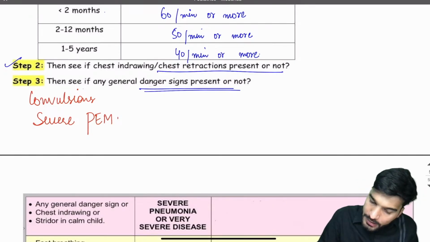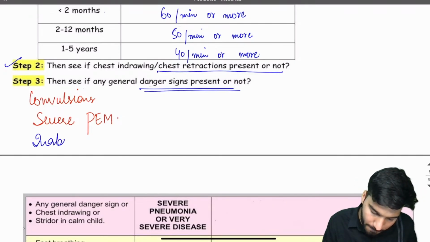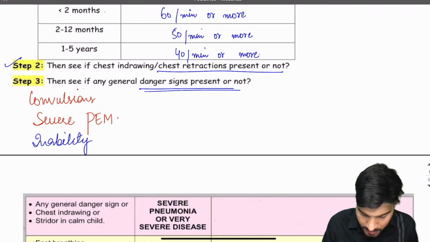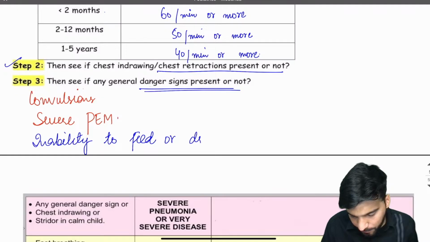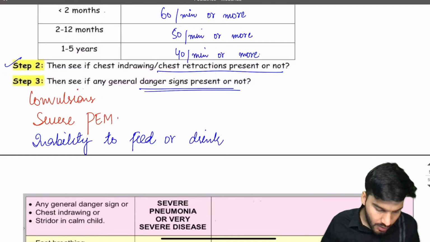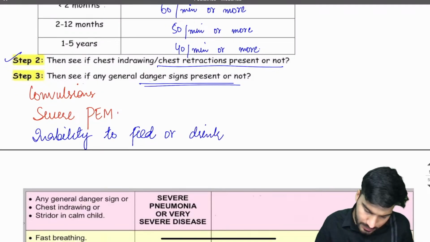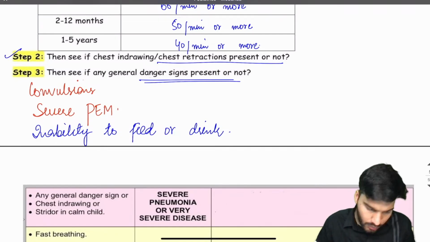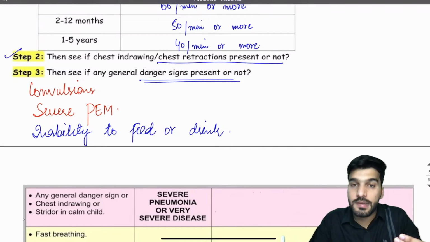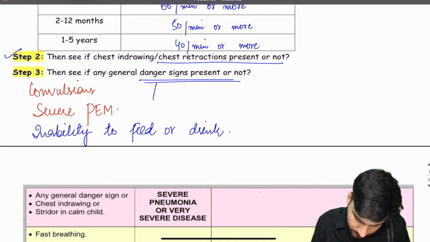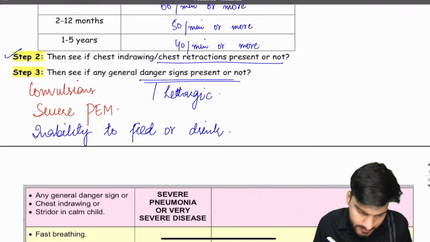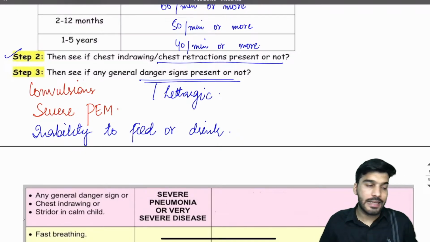inability to feed or drink, or abnormal sleep, or the baby is lethargic. These are all the danger signs.